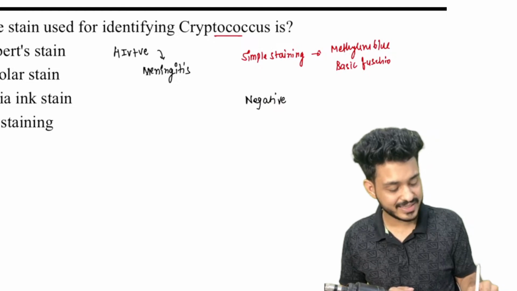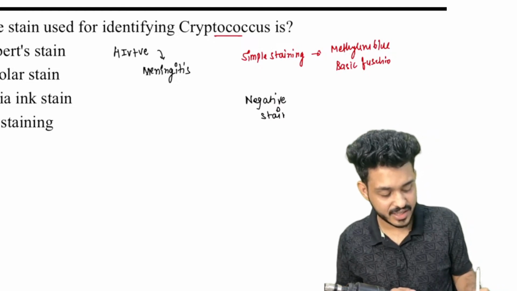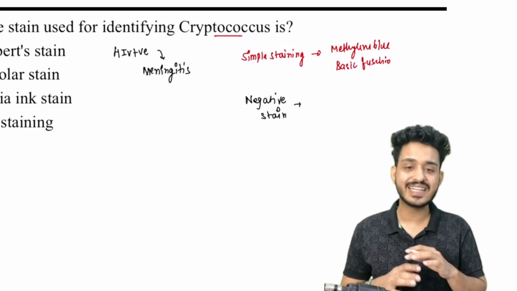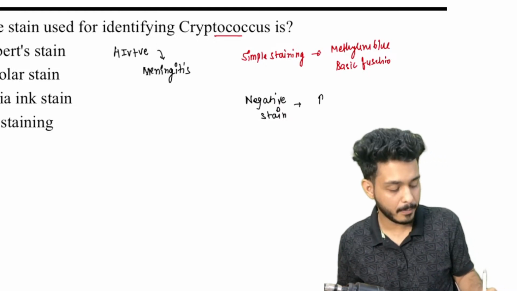Okay, so the second one is negative stain. In negative stain, what we are doing is staining the background, guys. We are staining the background.